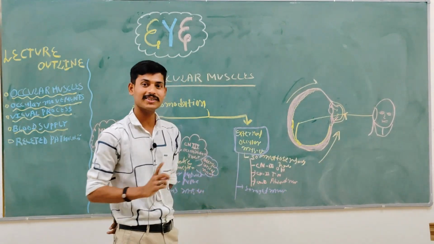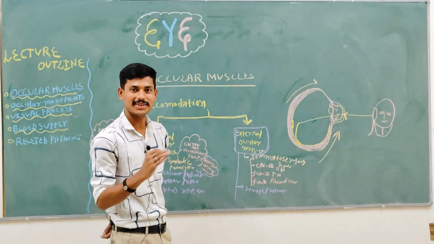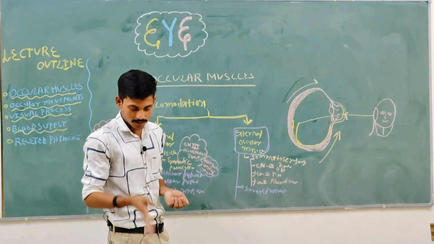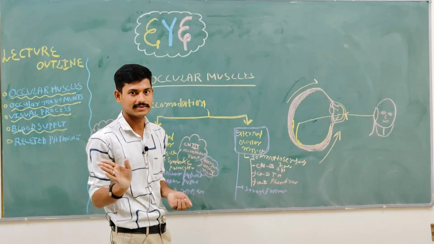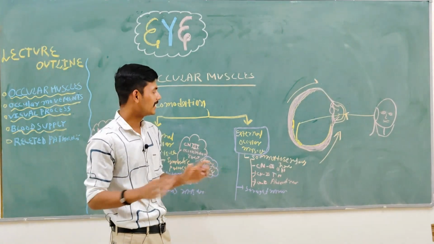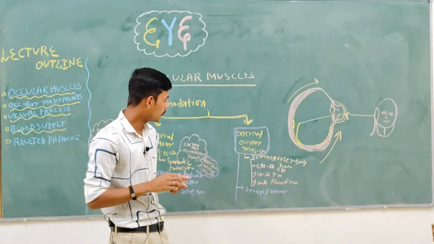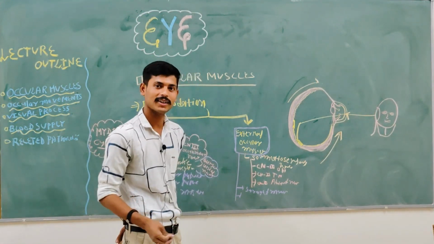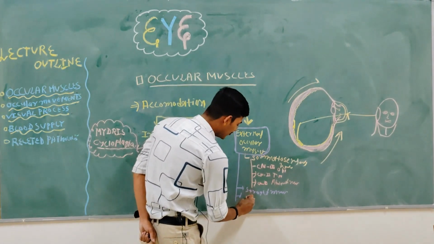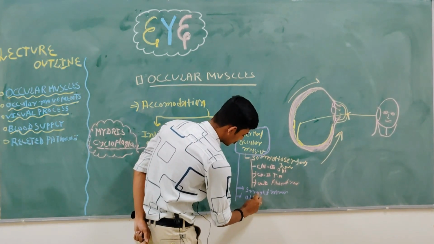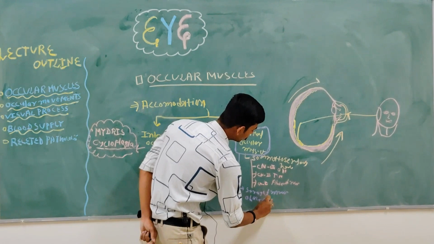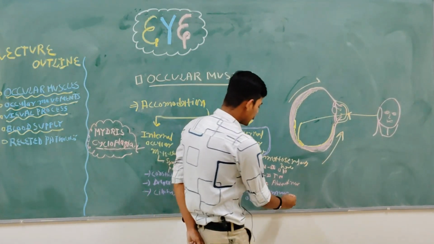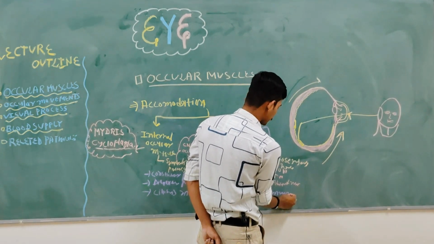Straight muscles are involved in the straight kind of movement. They are straightforward. If we have to look down, up, to the side, lateral view, medial view, they are involved in these 4 kinds of view. Whereas there are 2 sets of oblique muscles, called the oblique ocular muscles.